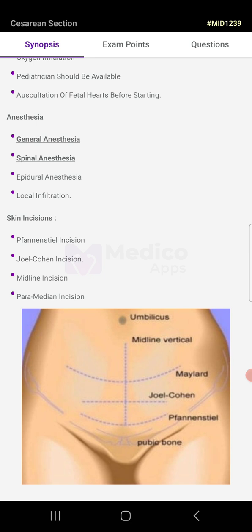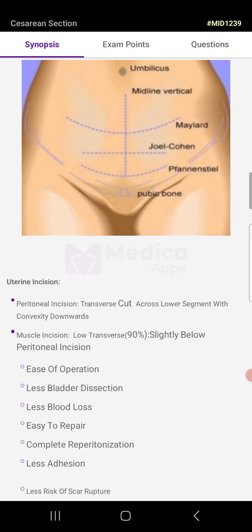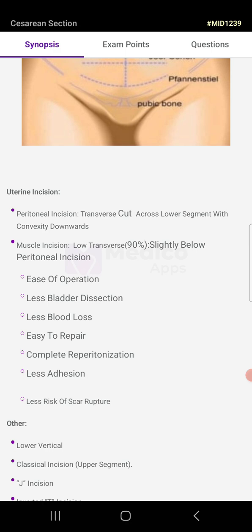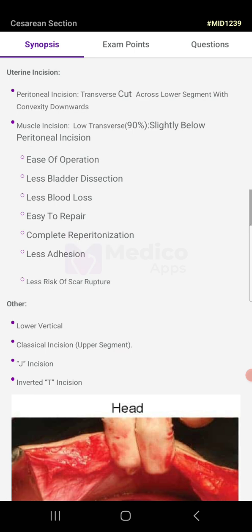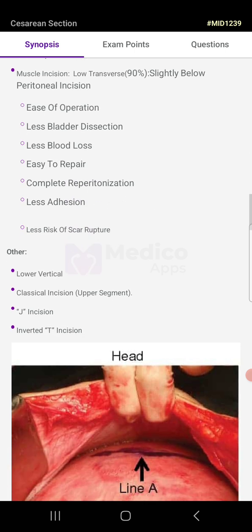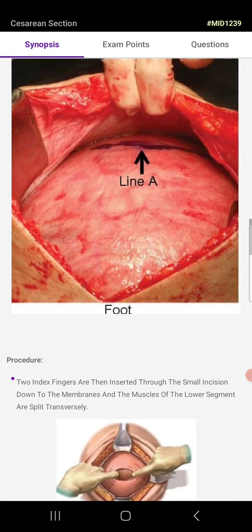Skin incision: Pfannenstiel incision, Joel-Cohen incision, midline incision, paramedian incision. Uterine incision, peritoneal incision, transverse cut across the lower segment with the convexity downwards. Muscle incision, low transverse slightly below the peritoneal incision. Ease of operation, less bladder dissection, less blood loss, easy to repair, complete reperitonealization, less adhesion, less risk of the scar rupture. Lower vertical, classical incision, J incision and the inverted T incision.